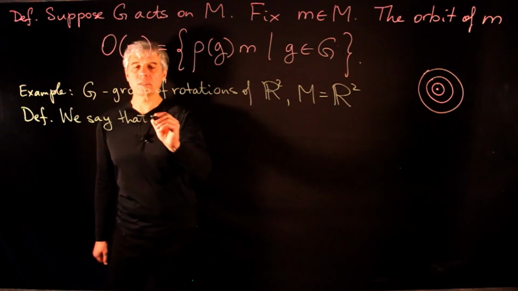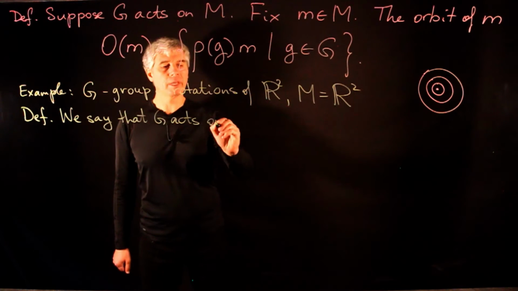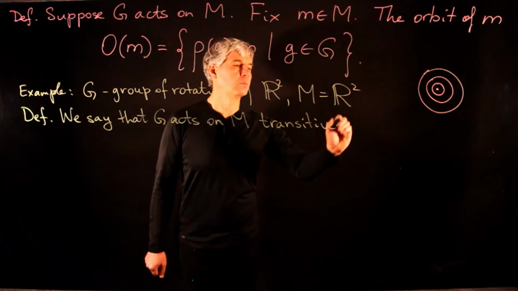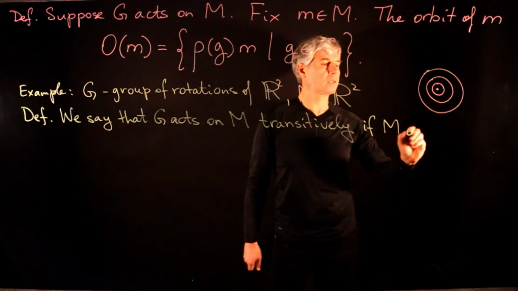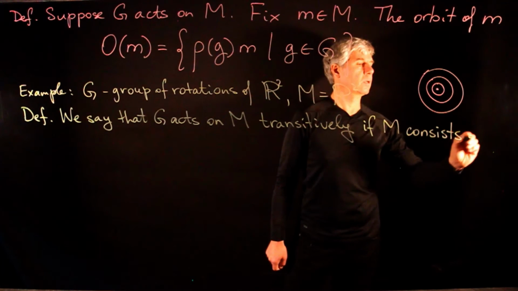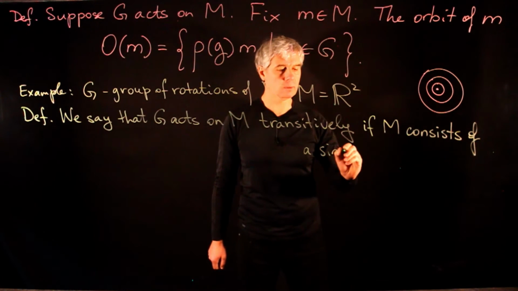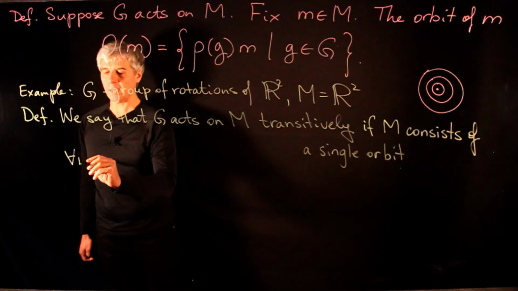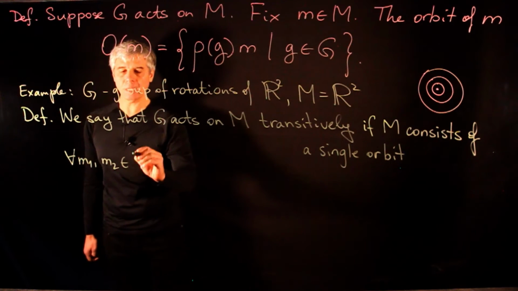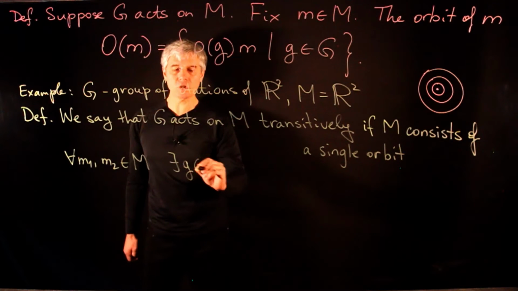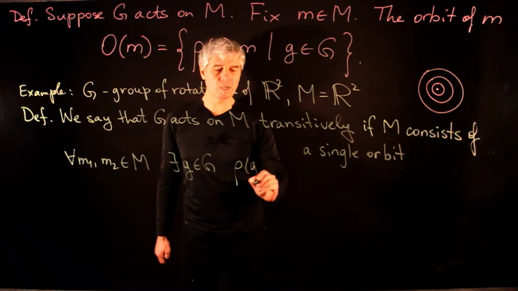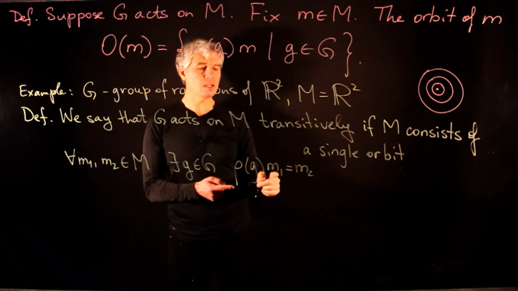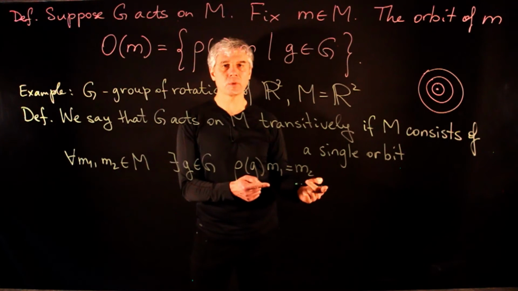Our next definition is the following: we say that G acts on M transitively if M consists of a single orbit. That is, for all m1 and m2 in M, there exists an element g of the group G such that rho of g acting on m1 is equal to m2. So this means that we can transform any element of the set to any other element of the set using the group action.